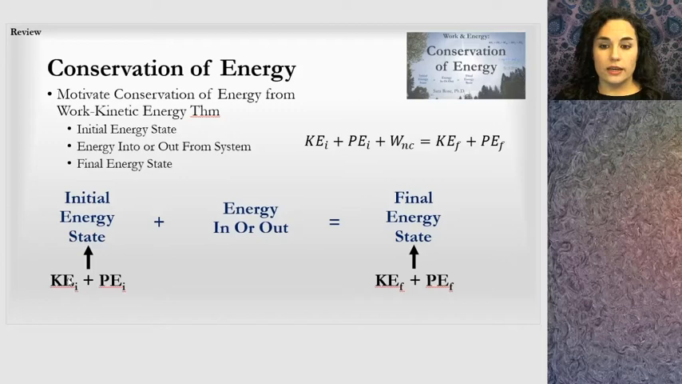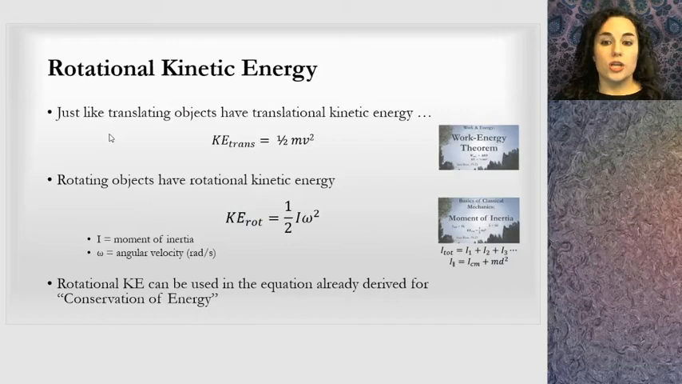With rotational kinetic energy, we're going to add in another type of kinetic energy. Just like translating objects have translational kinetic energy, and we looked at this in the work energy theorem lesson, 1/2 mv squared, we have an inertia term, and then we have a speed term. Rotating objects can have a rotational kinetic energy. And notice that there's also an inertial term, the moment of inertia I, and then omega is the angular velocity. Again, very analogous to the translational.